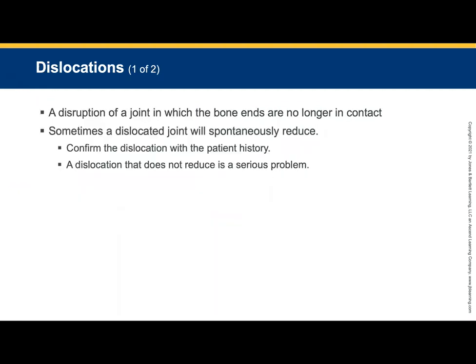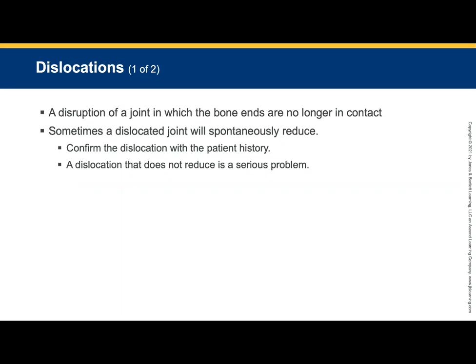A dislocation is a disruption of the joint in which the bone ends are no longer in contact. The supporting ligaments are often torn, usually completely, allowing the bone ends to separate completely from each other. A fracture dislocation is a combination injury at the joint in which the joint is dislocated and there is a fracture of the end of one or more bones.